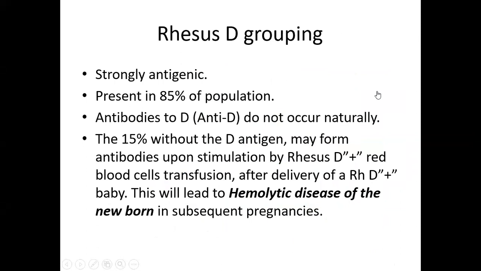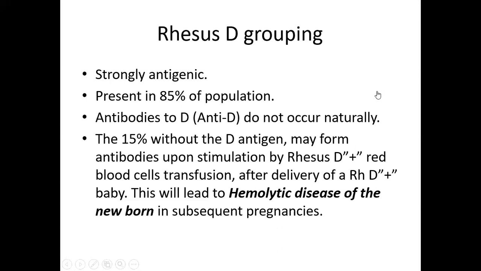Rhesus D grouping is strongly antigenic, and it is present in 85% of the population. When you talk about D plus, those are people who have the Rhesus D antigen. And when you talk about 85% of the population, it means that 85% of the population are Rhesus positive. The antibody to Rhesus D, the anti-D, does not occur naturally. This is where it differs from the ABO grouping. But those people who don't have the antigen can form the antibodies to it, meaning people who are Rhesus D negative can form anti-D.